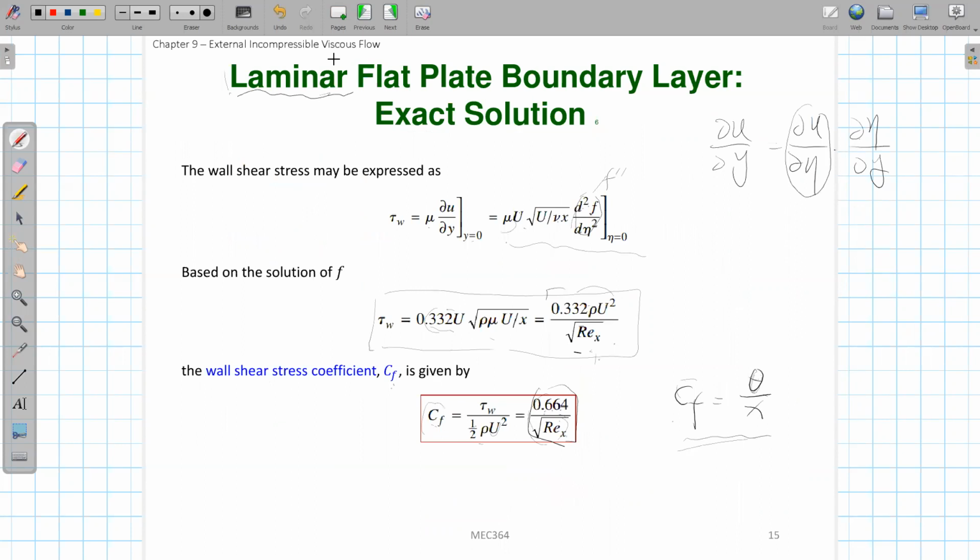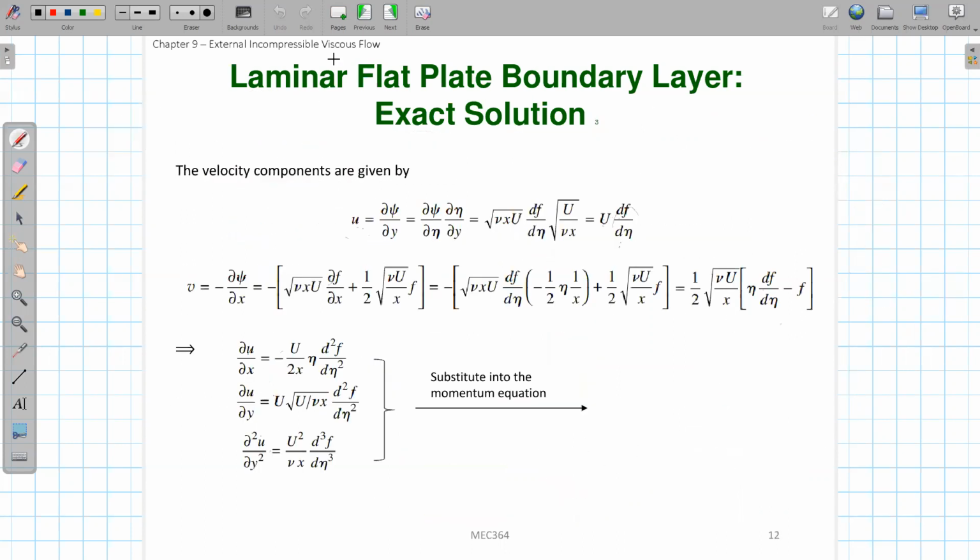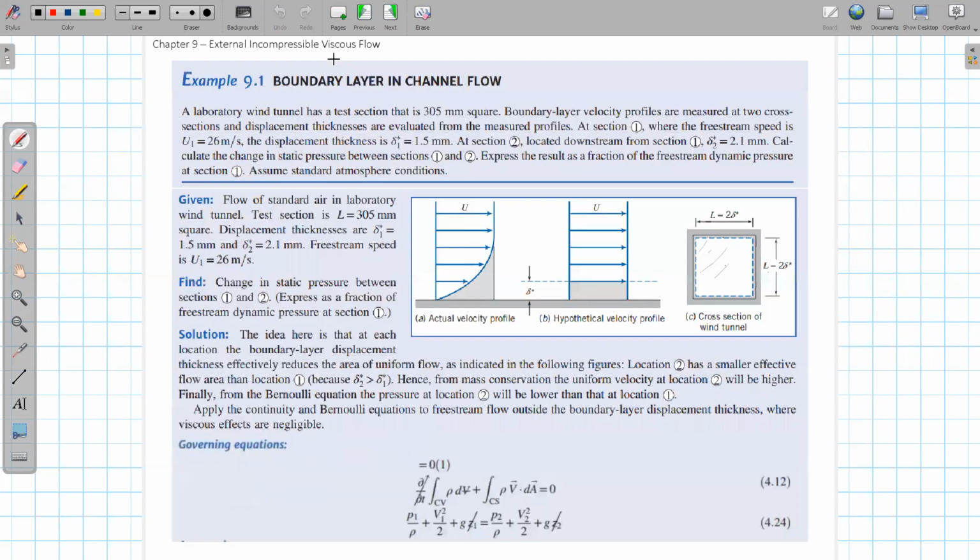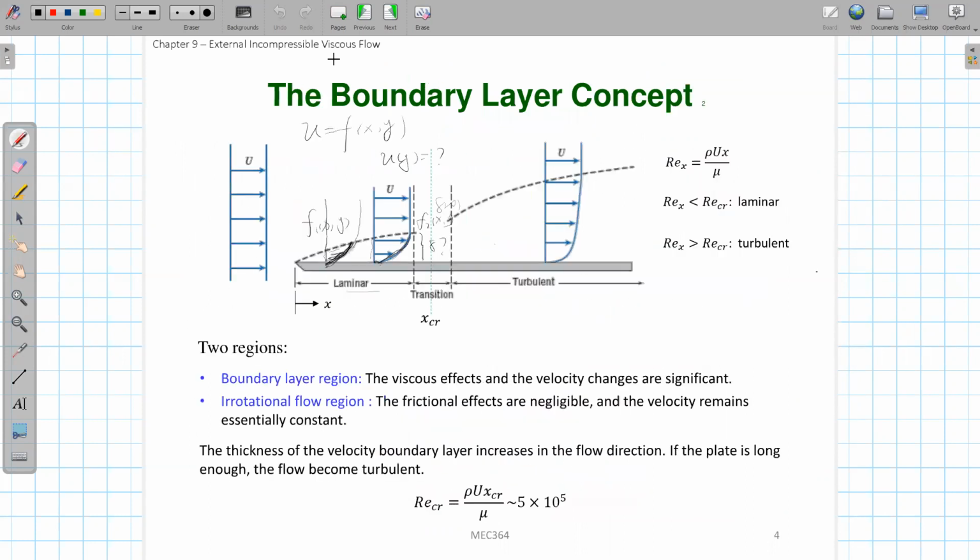In other words, if you want to use these equations, you need to verify that at the location where you want to calculate these properties, the local Reynolds number must be smaller than 5 times 10 to the power 5, to make sure it's really laminar flow, so that you can use those equations.